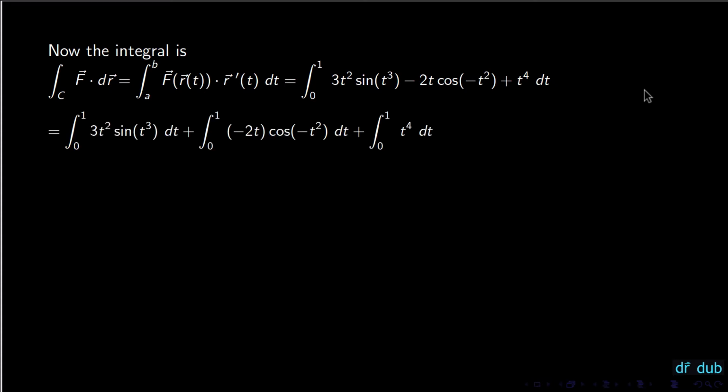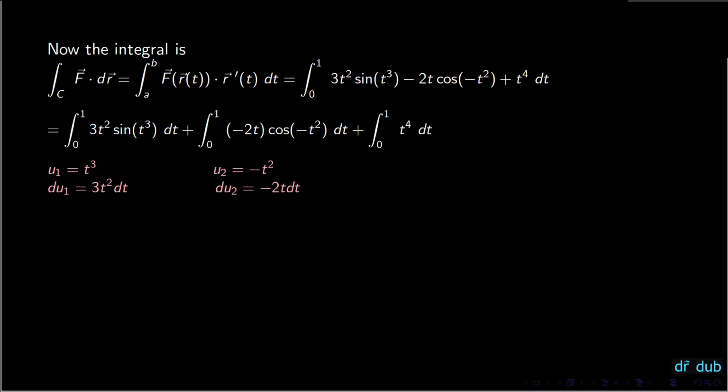Now I'm going to split this up into three separate integrals because each one is a little bit different. The first one we'll do a u substitution for t cubed. The second one we'll do a u substitution for negative t squared. And the third one we're just going to integrate directly. For the first integral, u is t cubed, and the derivative is 3t squared. For the second one, we use a different subscript: u2 is negative t squared, and du2 is negative 2t dt.